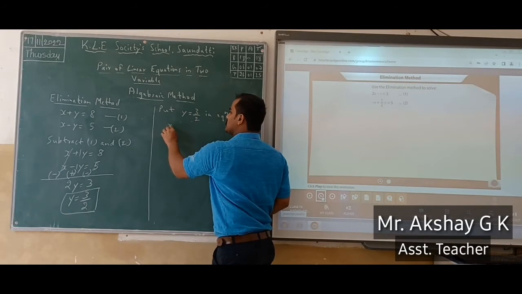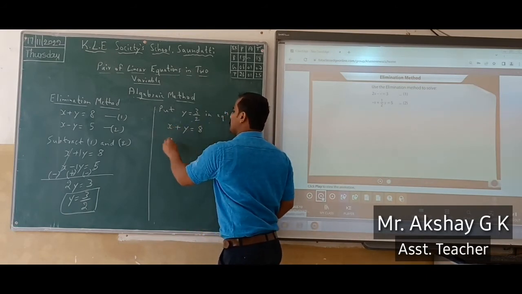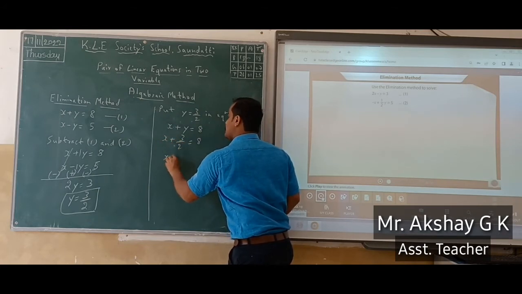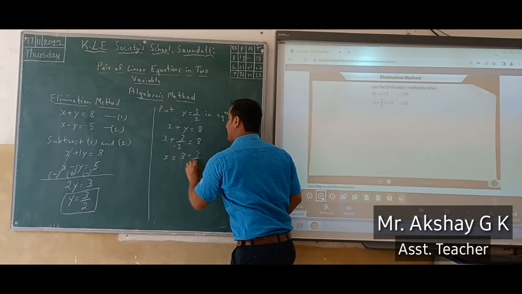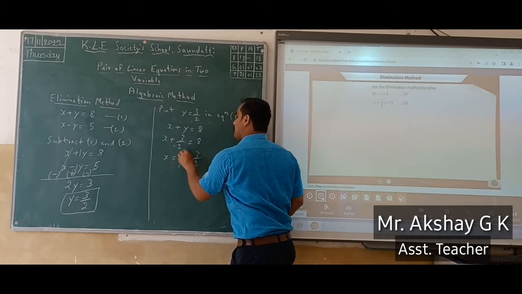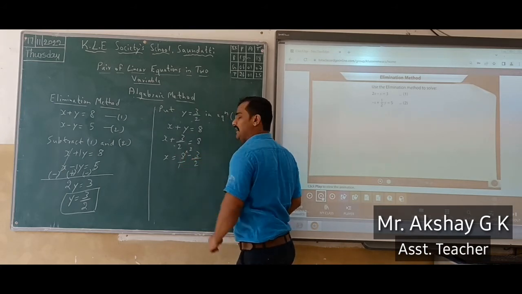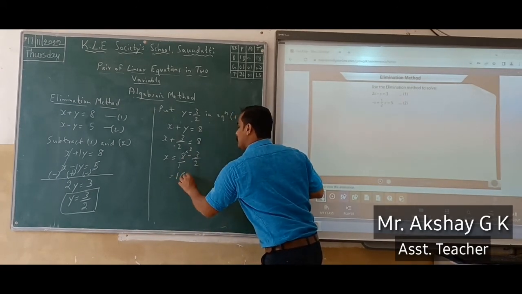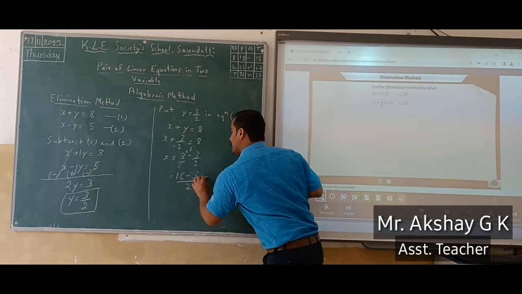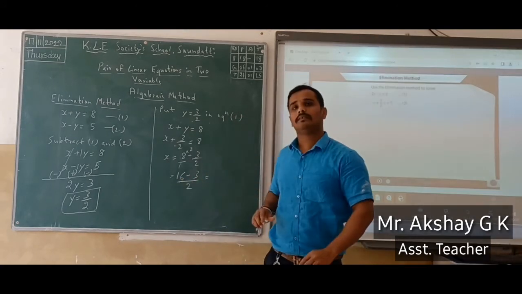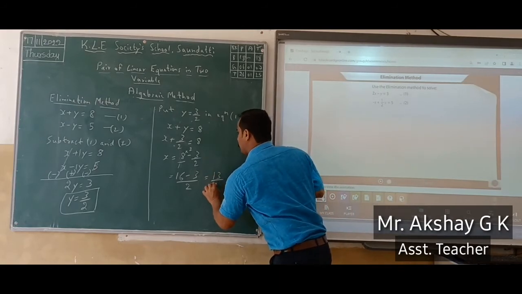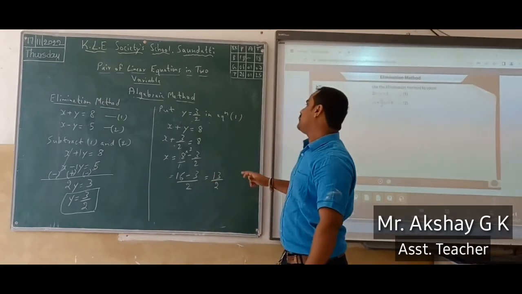Now, x plus y is equal to 8 is equation number 1. x plus 3 by 2 is equal to 8. x is equal to 8 minus 3 by 2. Taking the LCM, denominator 2 here, 8 twos are 16 minus 3 by 2, that is nothing but 16 minus 3, which is 13 by 2. Check it out.